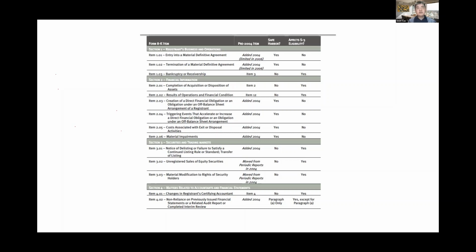Talk about the data, talk about the nature of the data, talk about the technology, and talk about how we use the data to help investors, help managers. Hopefully you can see these 8-K items. So basically the idea here is 8-K is about material news of a firm.